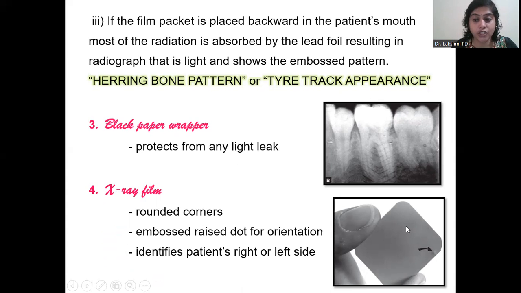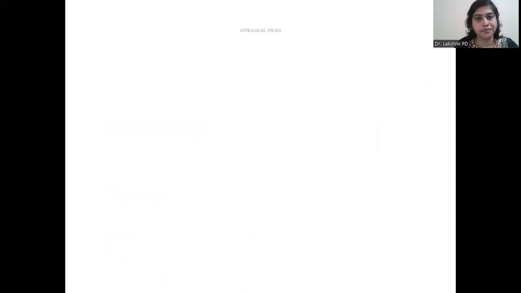And this dot in an X-ray film will help you in identifying whether it's the patient's right side or the left side, because patients will always come with X-ray films, or somebody will always come with an X-ray film for your diagnostic inputs. That time you will not be able to know how that film has been placed into the patient's mouth. So it is with the use of this orientation dot that you determine whether it's maxilla or mandible and whether it's the patient's right or the left quadrant.